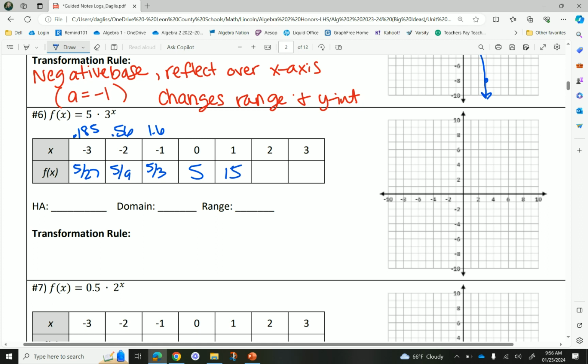PJ, how about 2? Try again. Do 3 to the power of 2, which is 9, and then do 9 times 5. 45. There you go. Evan, how about 3? 135. Good. All right, so we're starting low again, but then we jump up really fast. 1.6, this is 5, 15, we're already off.